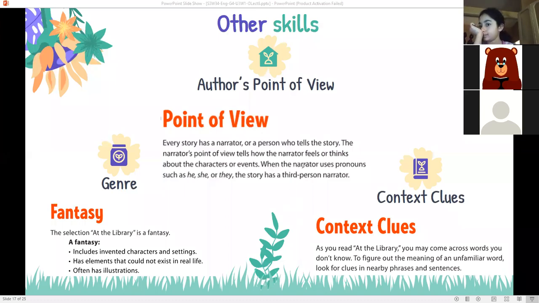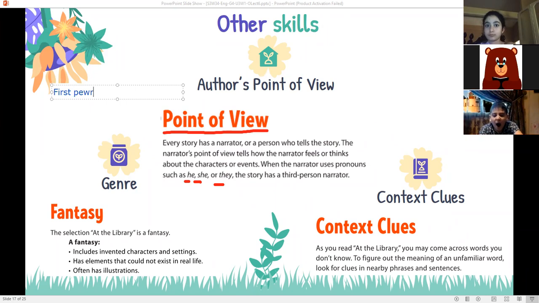Okay, so we're talking about author's point of view. We are going to talk about the pronouns. Those who attended the support session yesterday, or the extra session yesterday, learned that there is something called first person point of view, second person point of view, and third person point of view.